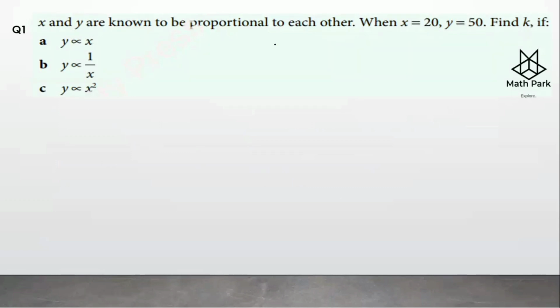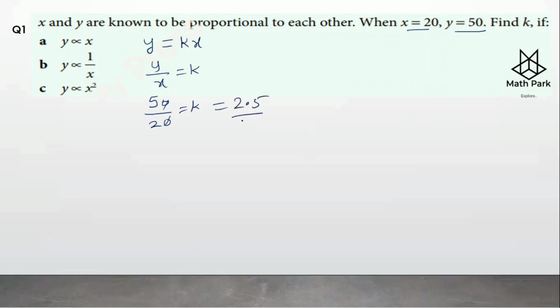X and Y are known to be proportional to each other, where X is equal to 20 and Y is equal to 50. Find K if Y is directly proportional to X. Now, if Y is directly proportional to X, we first frame an equation. So we get Y is equal to KX for constant of proportionality, or we have Y upon X is equal to K. We need to find K. So let us put the values: Y is 50 and X is 20. So 50 upon 20 is equal to K. So we get K is equal to 2.5. So the first part is done.